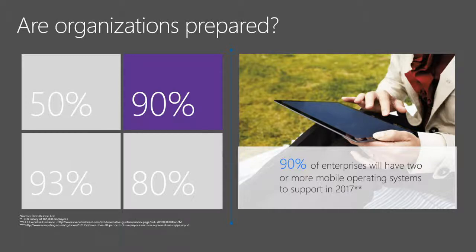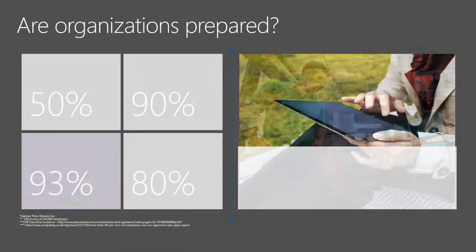Another statistic: 90% of enterprises will have at least two mobile operating systems that they need to support. That goes back to what I was saying a moment ago: you have a lot of different users with different preferences for devices, and those devices are being used to do work. That's just the reality of the world that we're in today.